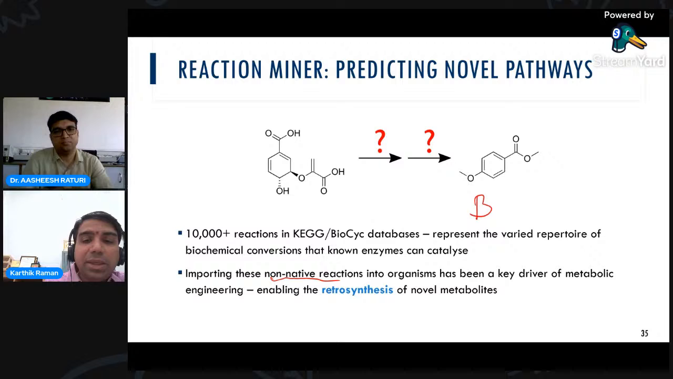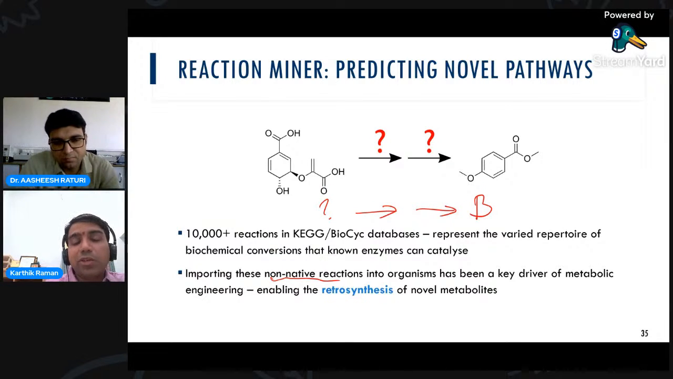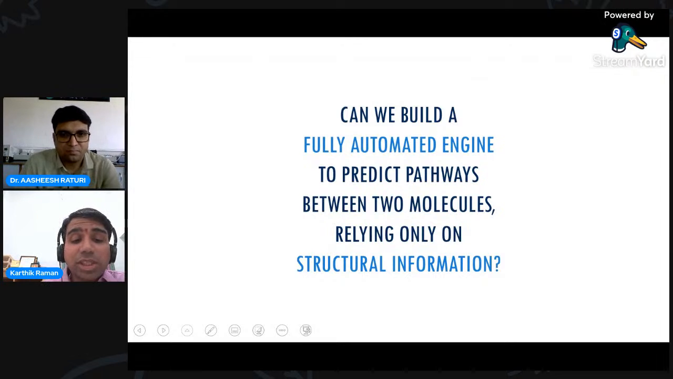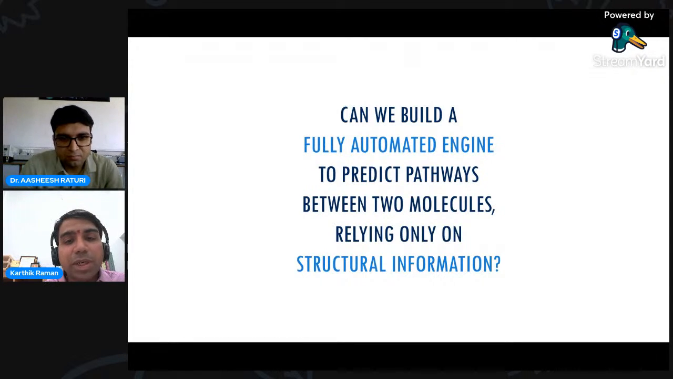When I say I have B, what do I produce it from? Right? Can you find the A from which I can produce my B? Okay, so this is because I have to retrosynthesize it, go backwards. And the question we set out to answer was, can we build a fully automated engine to predict pathways between two molecules, relying only on structural information?